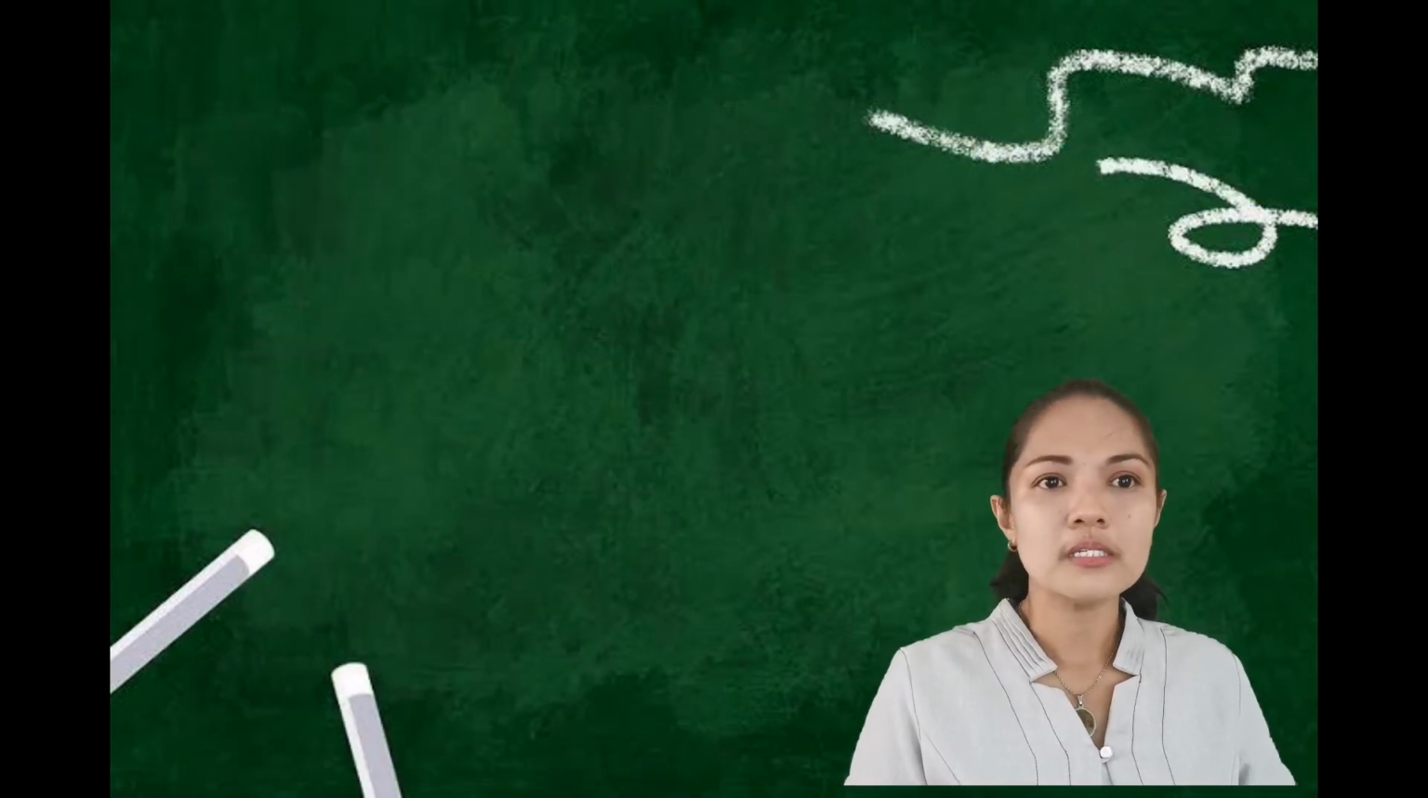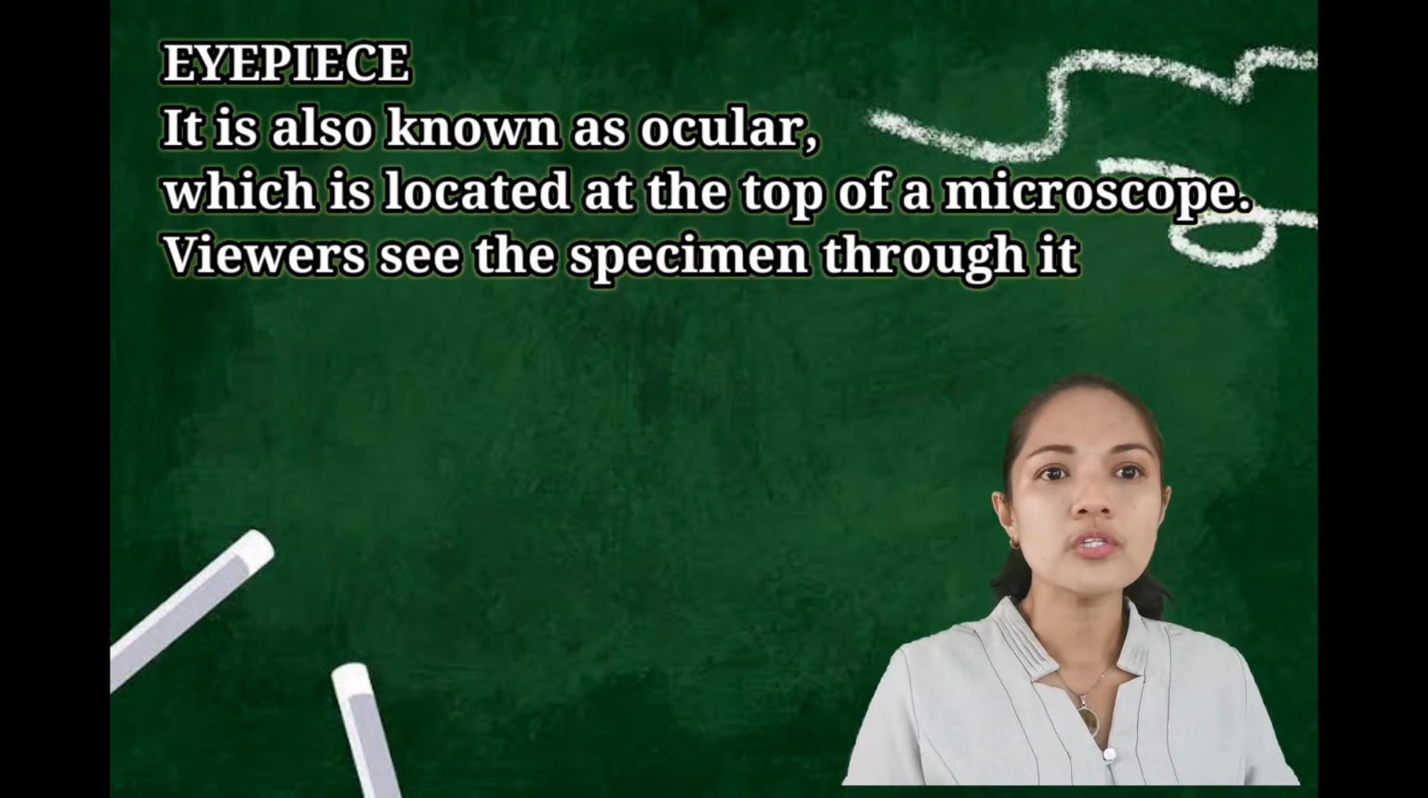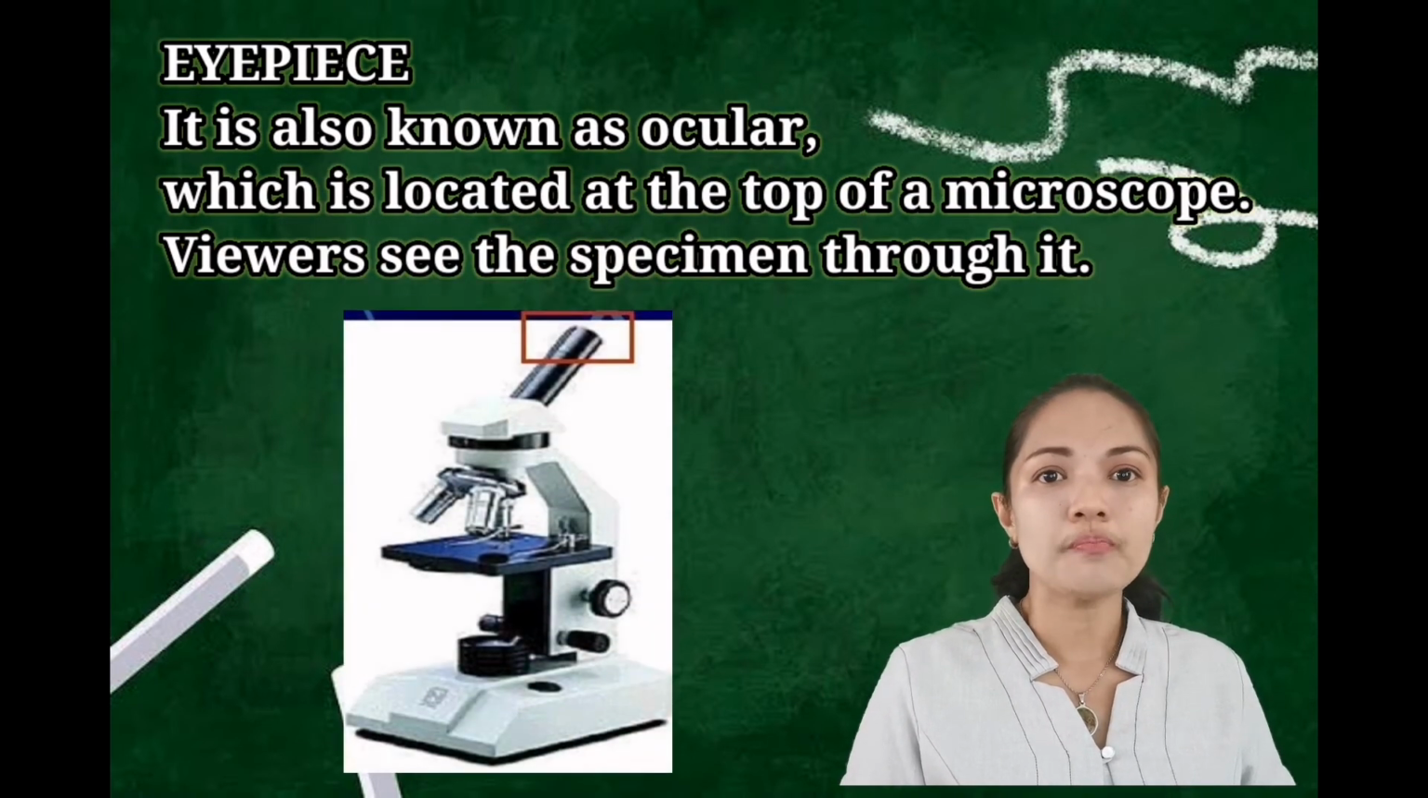So what is an eyepiece? An eyepiece is also known as an ocular, which is located at the top of the microscope. It is used to view or see the specimen through it.